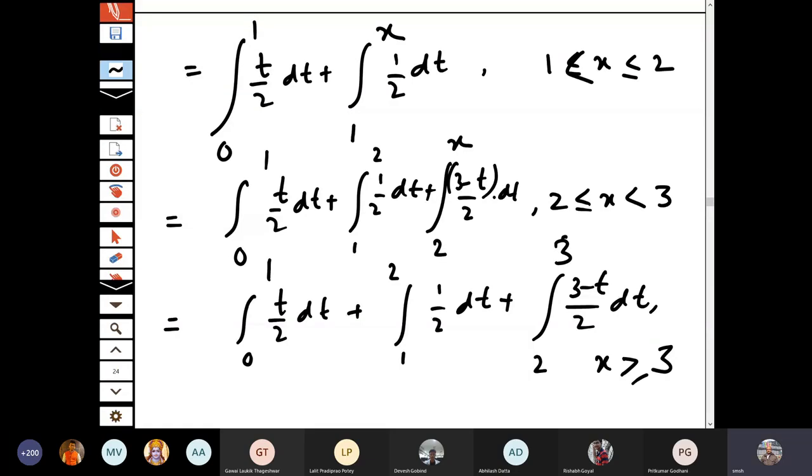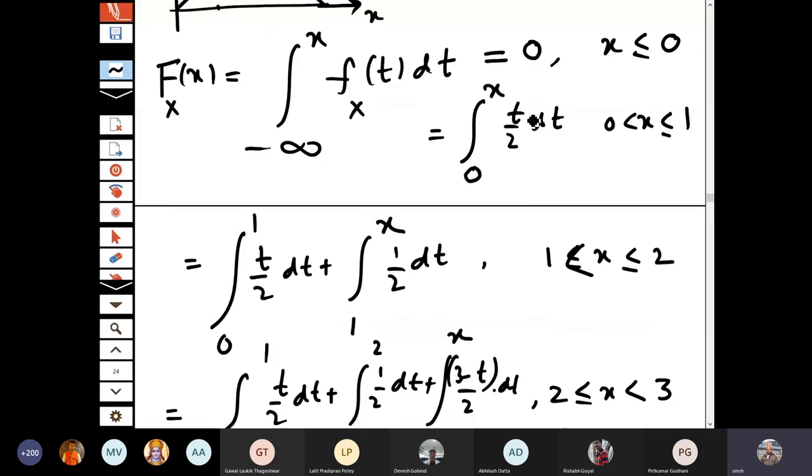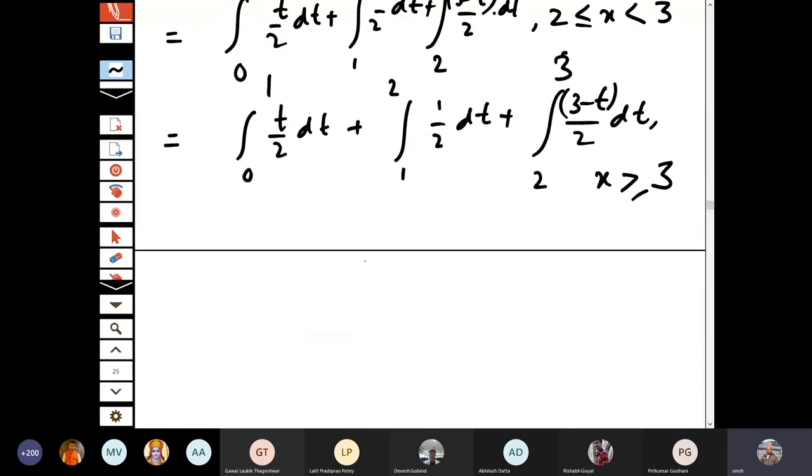So you can do the integration here. Is this step clear to everyone? Yes, sir, it's clear. So now it is a matter of integration. So for example, this one, if you look at t by 2, the integral will become t square by 4. So you get x square by 4. So like that you just write down.